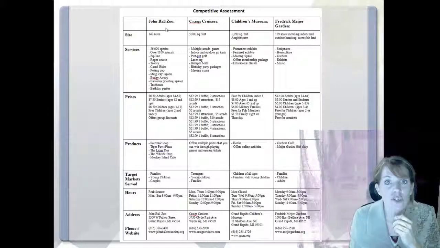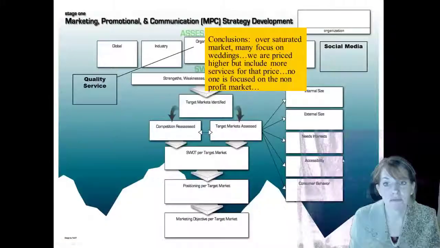Competitive assessment for John Ball Zoo. They looked at Craig's Cruisers, the Children's Museum, and Fred Meyer Gardens. Again, not another zoo in the market. So these are indirect, but direct to the zoo because of their offerings. Services, prices, products, target markets, hours, etc.